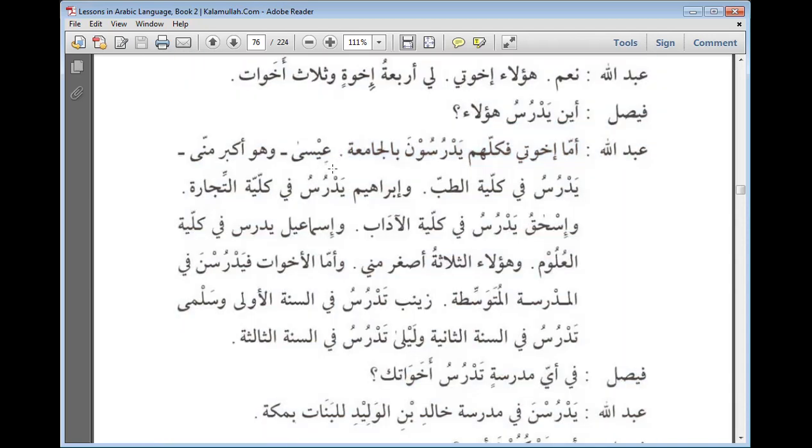And then it goes on to list each of them. Isa wa huwa akbaru minni, and he is bigger than me. Yadrusu, he is studying, or he studies, fi kulliyati tibbi, in the faculty of medicine. All right, he studies in the faculty of medicine. But Ibrahimu yadrusu, and Ibrahim studies fi kulliyati tijarati, in the faculty of commerce. But Ishaku yadrusu, and Ishaq studies fi kulliyati al-adabi, in the faculty of arts. But Ismailu yadrusu fi kulliyati al-ulumi, and Ismail studies in the faculty of science.